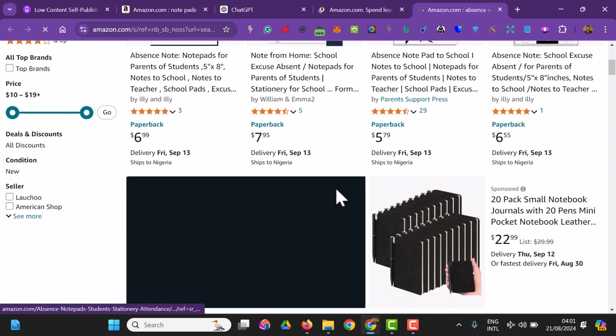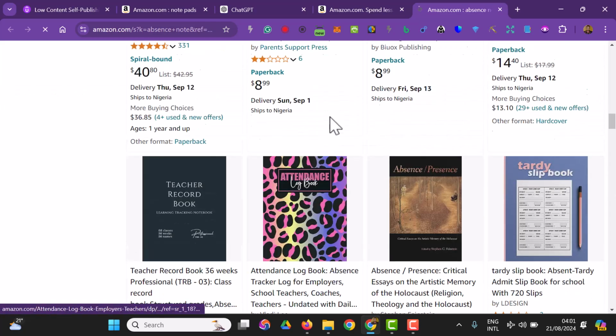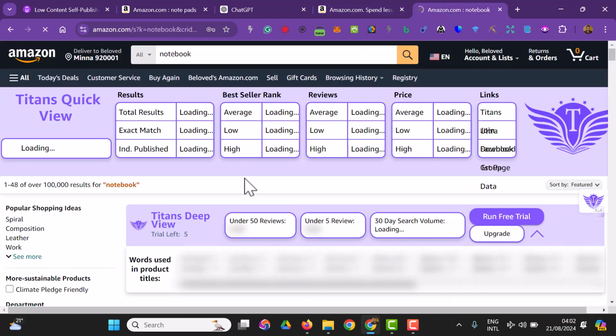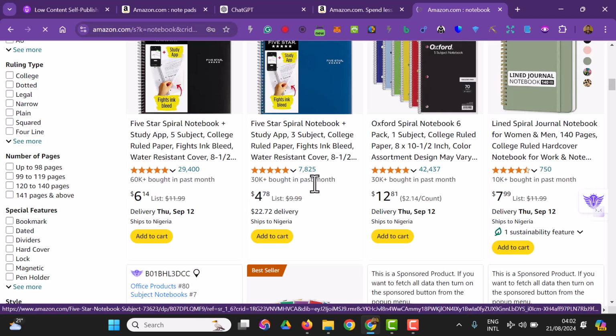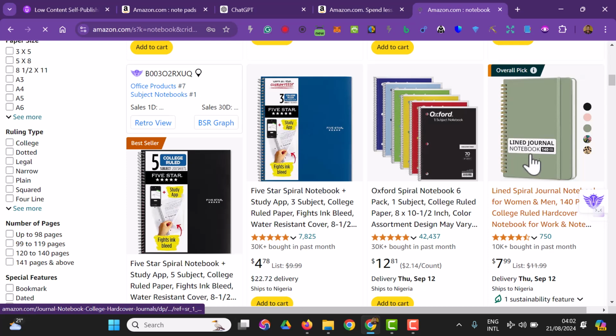So here we have different notebook journals, and nothing really looks like what we want to do. This is a very good niche research. The niche score is 61, and this is a very good niche score. Let's look for another one here. So this is notebook. Let's see the niche score here, and in this one I think what we created is something like this.